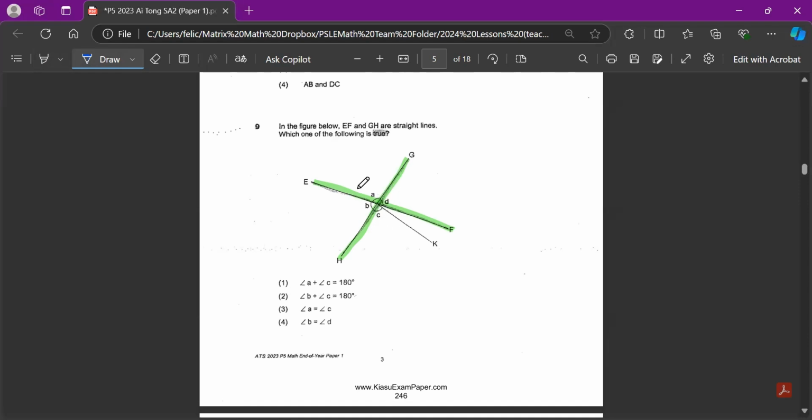They're not even vertically opposite because vertically opposite means must follow the green lines that I've highlighted. Angle B equals to angle D, definitely true. So option 4, vertically opposite angles.